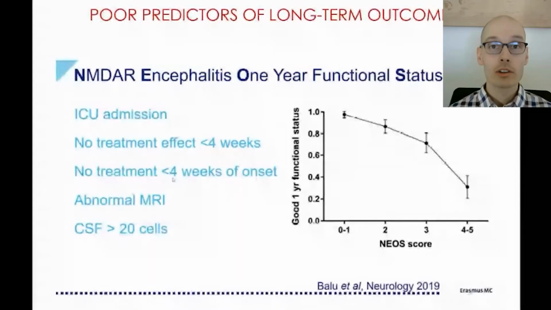And so for NMDA receptor encephalitis, some things that have been noted to confer a poor prognosis rather are no treatment effect within 4 weeks of start of symptoms and no treatment within 4 weeks of the onset of symptoms. So really this argues for an aggressive early therapy and aggressive early escalation of therapy if no improvement even in the hospital.